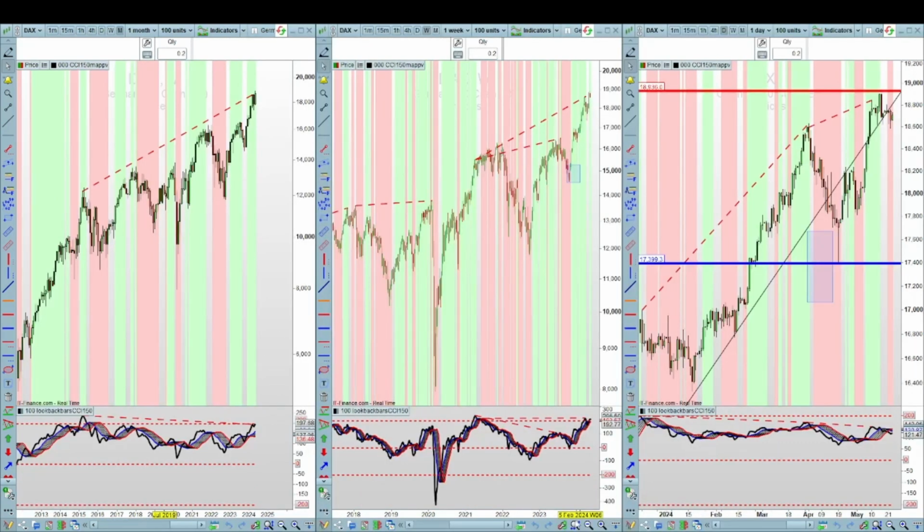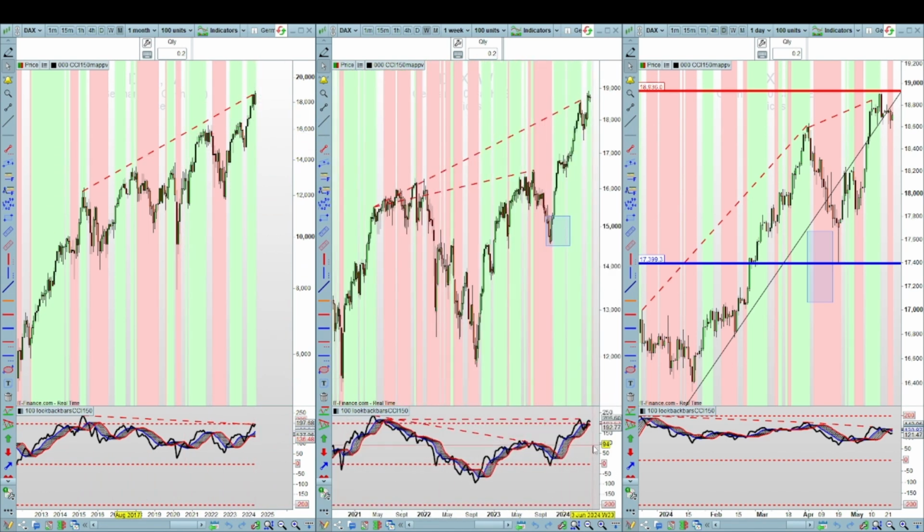Next we look at the German DAX. So on the monthly, we're still in a bullish momentum, although we do have a bearish divergence versus higher highs on the price. On the weekly, it's also a bullish movement. And again, we've got a bearish divergence, double top on the CCI versus higher highs on the price.